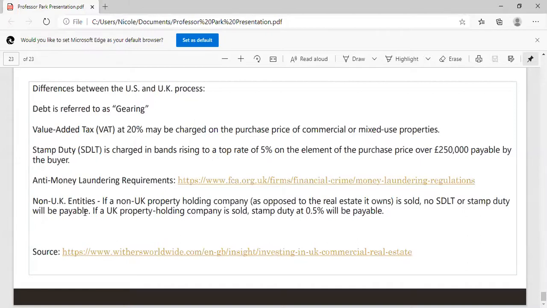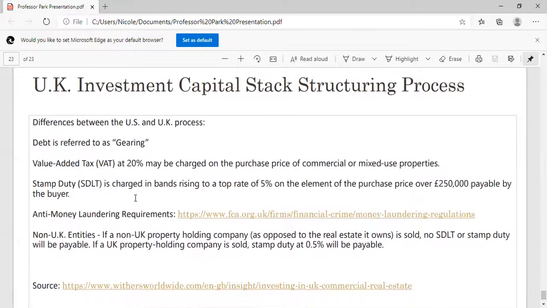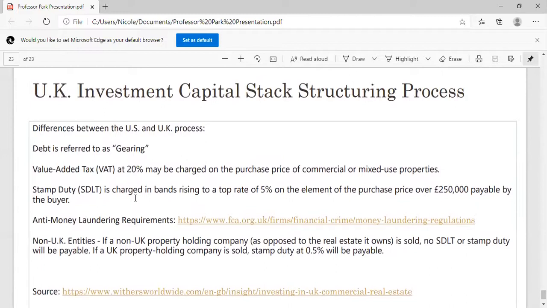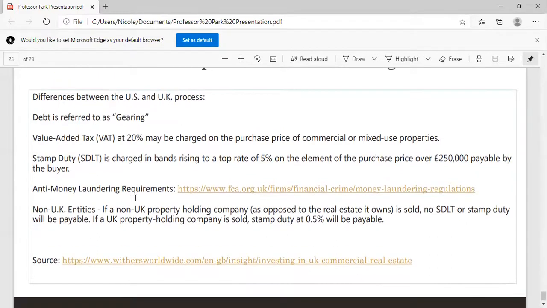And then there's some ways that you can set up some non-UK entities in order to possibly not have to pay some of the stamp duty taxes. But that can be really complicated. So again, if you want to look more into it, you can, but there is a difference mainly in the form of taxes that the UK requires you to pay.